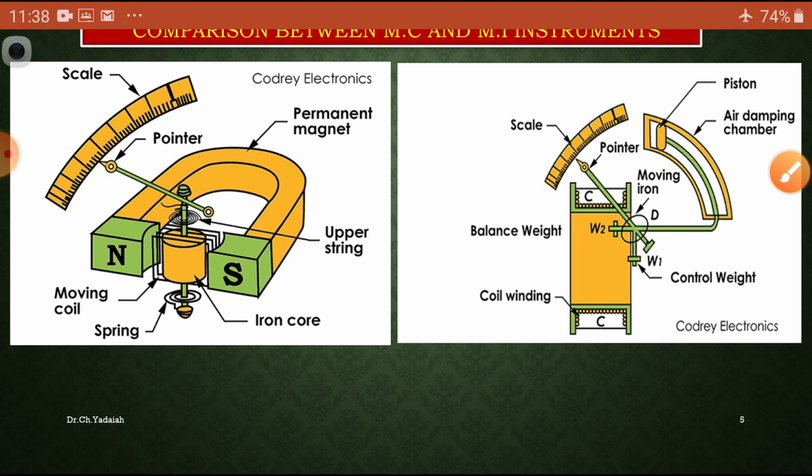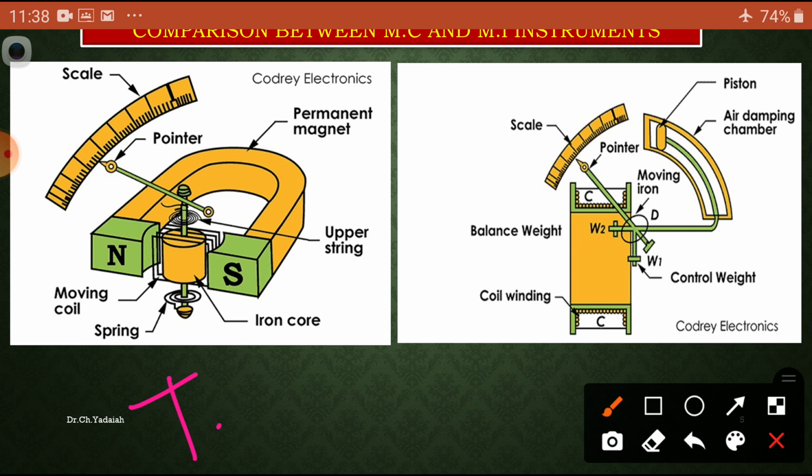Another aspect is the controlling torque, TC. The controlling torque is produced with the help of spring control and gravity control. Which type of control torque is used in both cases? In moving coil instruments we are using the spring control. You can see the spring at the top and bottom. Spring control is used in this case.